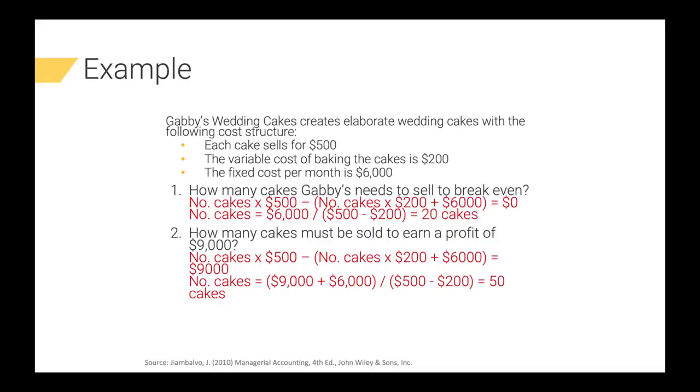So you take the number of cakes, multiply by 500, and then you subtract the number of cakes multiplied by 200 plus 6,000, and that would be 0. The 0 is because she is not making a profit or she is not having a loss. On the other hand, how many cakes would need to be sold for her to earn $9,000? The setup will be similar to the previous formula. However, you need to add the $9,000 in as well, instead of having your profit be 0.